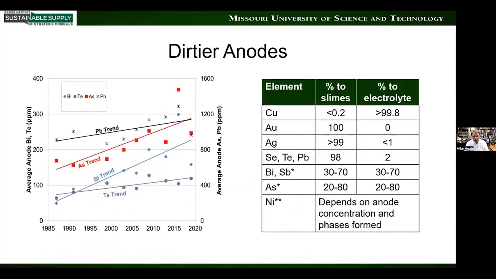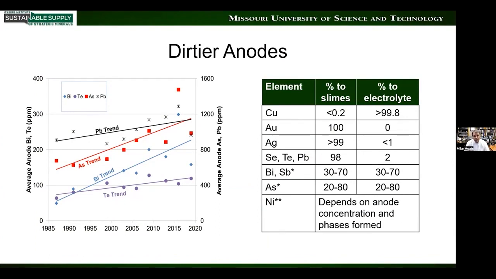Over time, the anodes have gotten dirtier as the concentrates that are coming out of the mines have become more complex and contain more impurities. And so here's some data from some copper surveys that have been done over the last 30 years or so. And you can see in general that the anodes are getting dirtier.